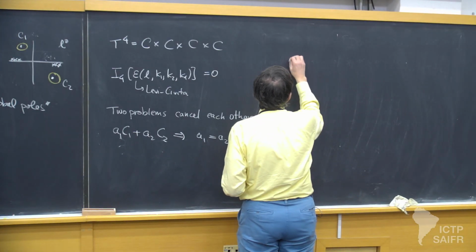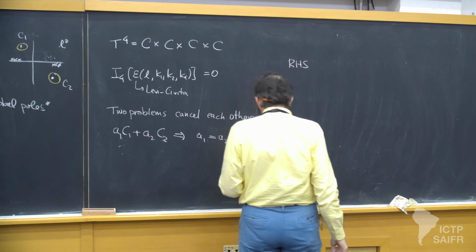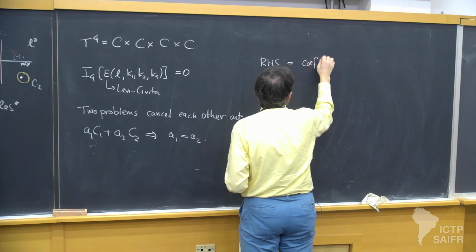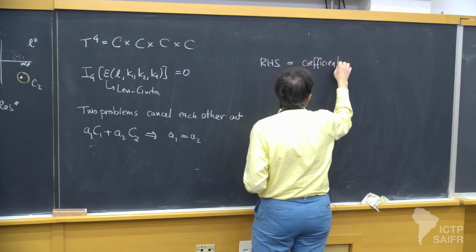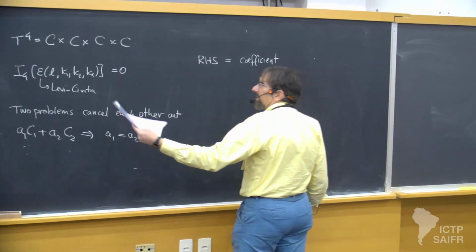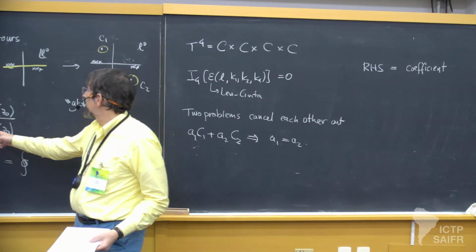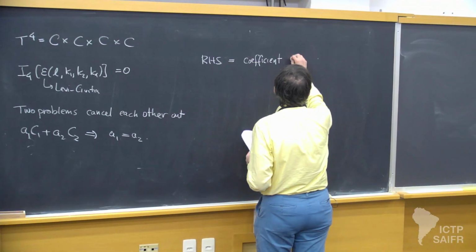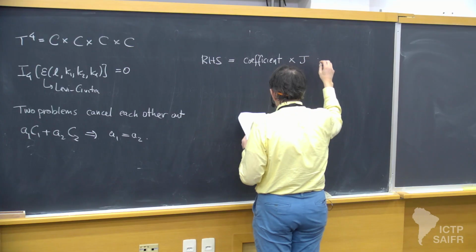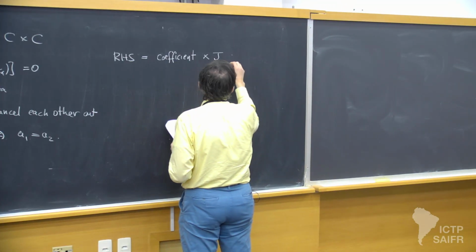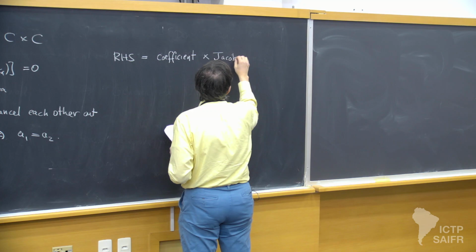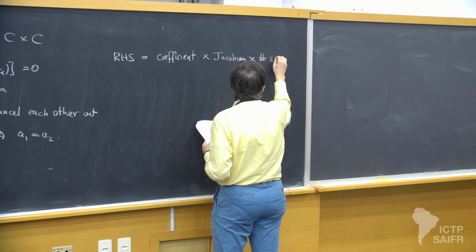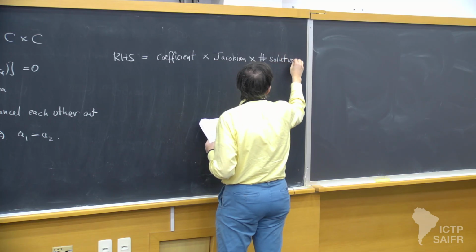So the right-hand side is very simple because it's just a box integral. We have, of course, some coefficient. This is the unknown coefficient we're trying to solve. There's some Jacobian from doing the contour integrals. It's the analog of this, the derivative of poly 2. And then we, of course, are now summing with equal weight over the two solutions, so we have to count those solutions.